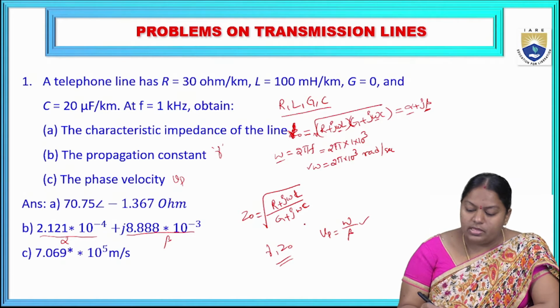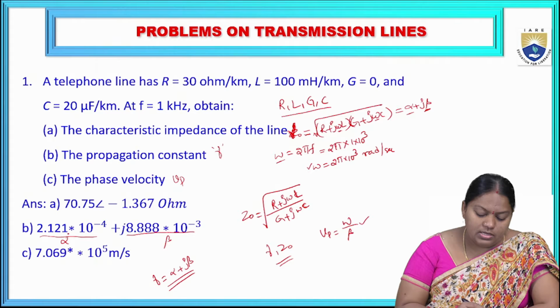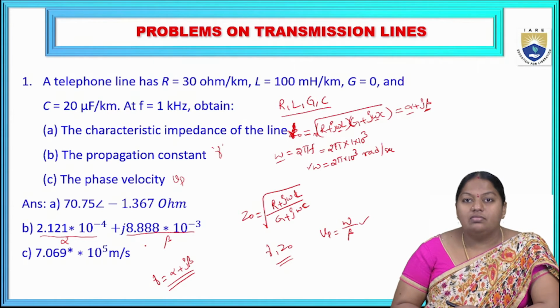Why? Because as we know, gamma is constituted of the attenuation constant alpha and the phase constant beta, right? So from this the alpha value is 2.121 into 10 power minus 4 and the beta value is 8.888 into 10 power minus 3.